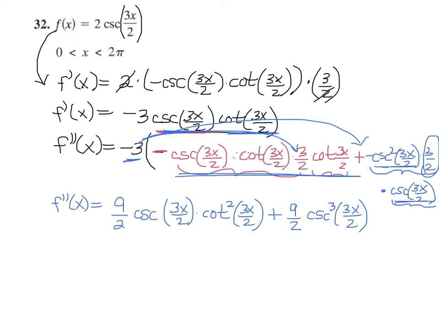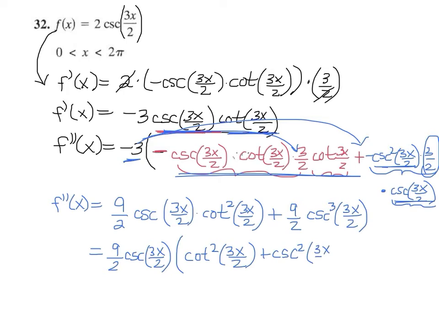That looks good. Now we're going to factor, because the next thing we're going to want to do is find critical values. But before we do that, let's go ahead and factor. We can factor a 9/2 out, and we can factor a cosecant 3x over 2 out. And then what we'll be left with on the inside is cotangent squared 3x over 2 plus cosecant squared 3x over 2.